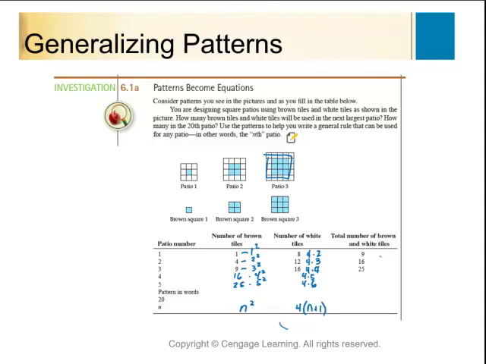And then the total is just going to be, total just means to add, so that's going to be n squared plus 4 times n plus 1. And that's me looking for patterns and then developing a pattern using that n and not having to draw out a 20 by 20, which would be a pain.